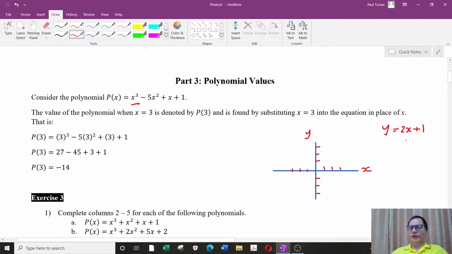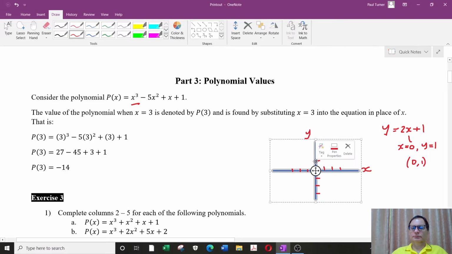So if we wanted to draw this graph, let's take x to be 0. If x is 0, put 0 in here. You'll see that y will be 1. So this is a point on the graph, 0, 1. So x is 0, y is 1. That would be this point here.